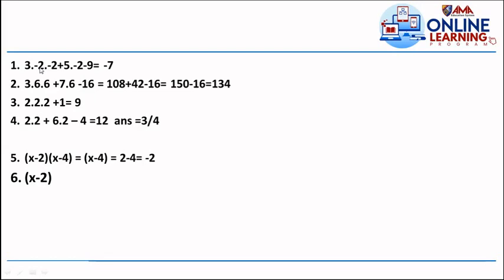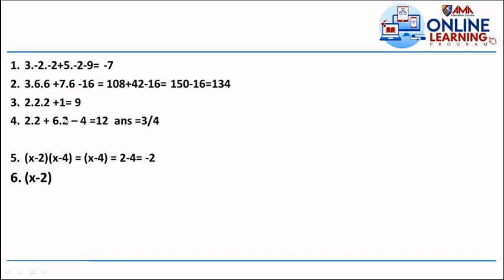So sir, ito yung number 1 natin, no? 3 times negative 2 is negative 6. Negative 2 times negative 2 is positive 4 times 3 is 12. Minus 10 is 2. Minus 9, we have negative 7. So tama ka. Sa pangalawa, 6 times 6 is 36. By 3, we have 108. 7 times 6 is 42. 108 plus 42, 150 minus 16, the answer is 134.